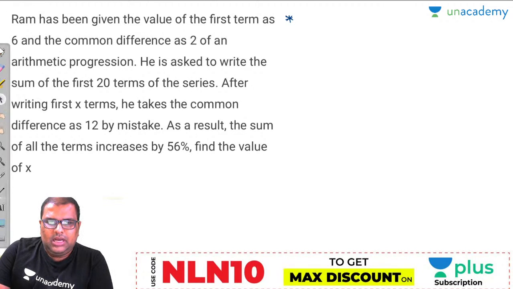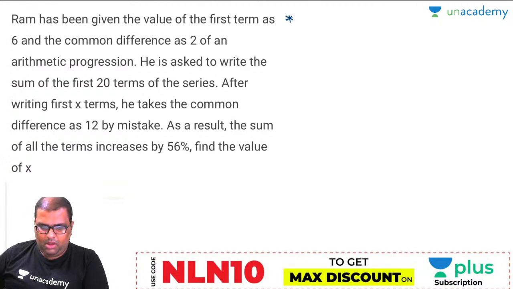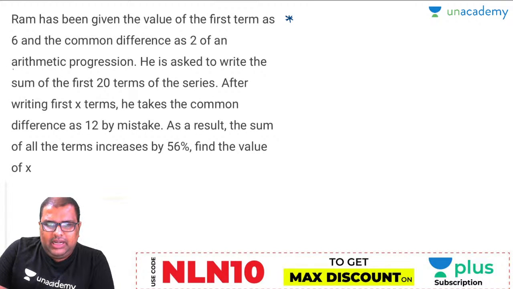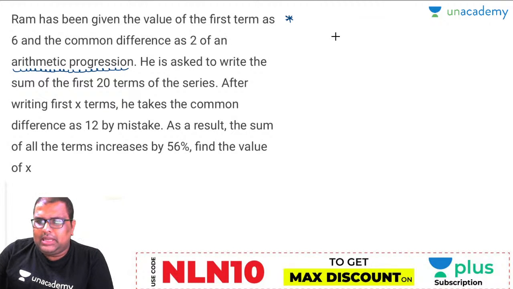So see here, I will solve the question there. Now dekho, Ram has been given the value of the first term as 6 and the common difference is 2 of an arithmetic progression. Now already it was given that it is an arithmetic progression, it seems. Okay, so I'll write down the point there. So in arithmetic progression, your first term a value is given as 6 and your d value is given as 2, it seems. Am I right or wrong? Yes, perfectly done.